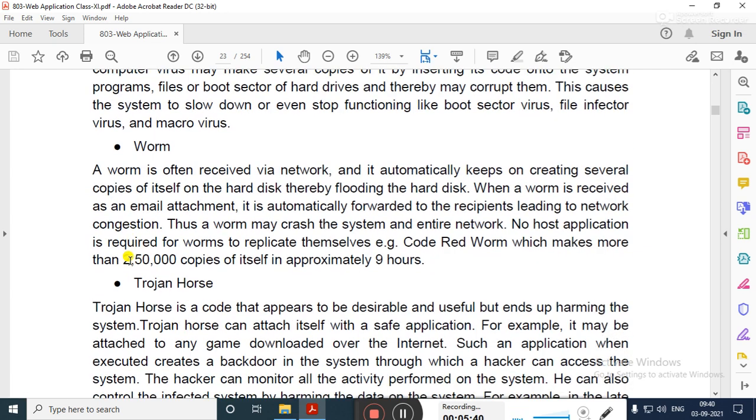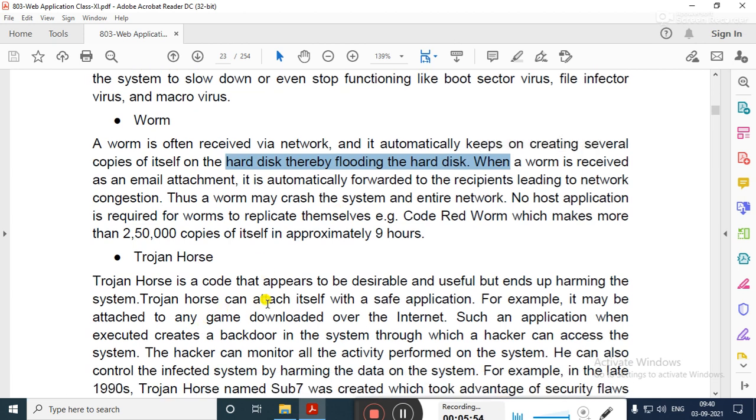A worm is often received via a network, and it automatically keeps creating several copies of itself on hard disks, thereby flooding the disks. When a worm is received as an email attachment, it is automatically forwarded to the recipients, leading to network congestion.